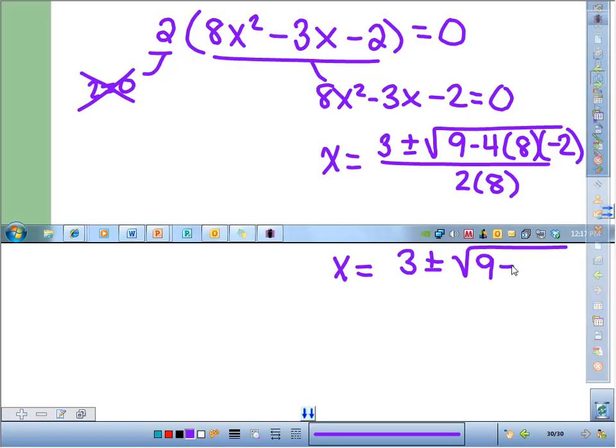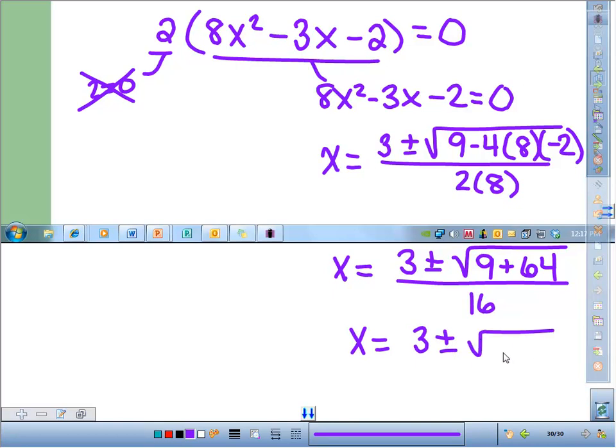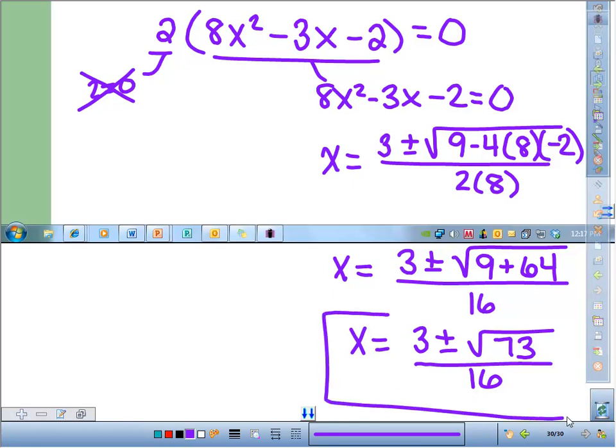Minus and a minus make a plus again. And we got plus 64 over 16. Add the 9. I get 73. Square root of 73, reduce. Can I simplify square root of 73? No. Can I just go ahead and reduce 3/16? No. What if it was 2/16? Can I just reduce 2/16? No. So this is my answer.